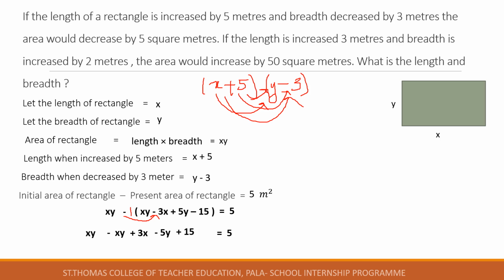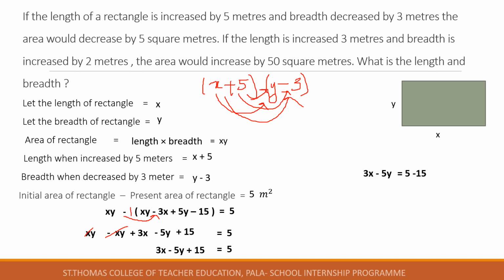Now let's arrange variables together and constants together. So what do you get? Here xy and minus xy gives 0. So the remaining is 3x minus 5y plus 15 equal to 5, isn't it? So on rearranging, what do we get?